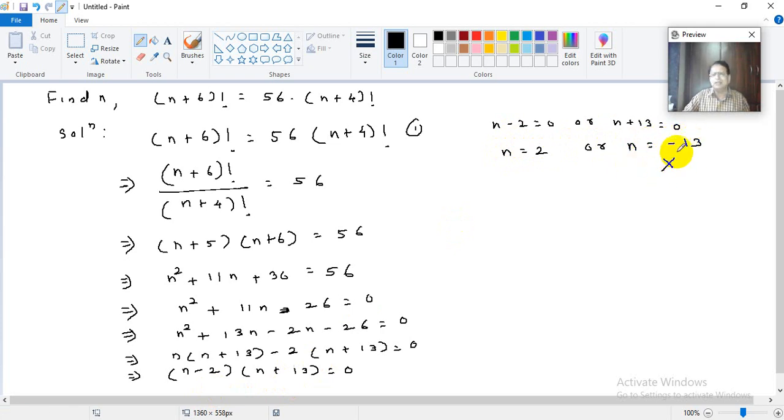But minus 13 being a negative number, this cannot be a natural number. You know, natural numbers start with 1. So minus 13 we will discard because it is not possible. Minus 13 जर आपण इथे ठेवलं तर minus 13 plus 6 म्हणजे किती झाले? -7. And you cannot calculate factorial of -7. It is not possible.